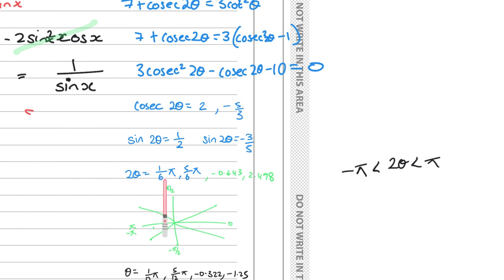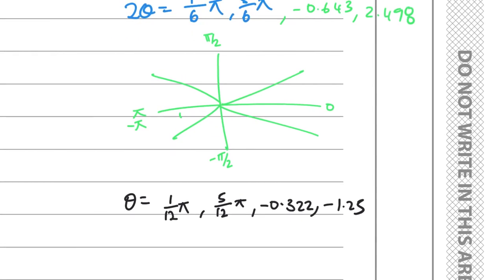The first answer it gave me was 1 over 6 pi, which is here. So then I reflect it in this line, like we always do, and then I got this one. So between 0 and pi, I got 0 to here is 1 over 6 pi, and then when I got to here, I know this is pi minus the angle, 5 over 6 pi. Then, when I did sine 2 theta equals minus 3 over 5, I got negative 0.643. So that's this angle here. However, we reflect it in this line, right? So that reflects to this angle. And between 0 and negative pi, it crosses twice. So I should have 4 solutions to get 2 theta. And then, obviously, you divide everything by 2 to get the final solutions. Okay?